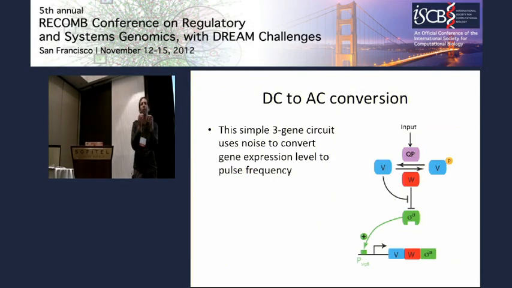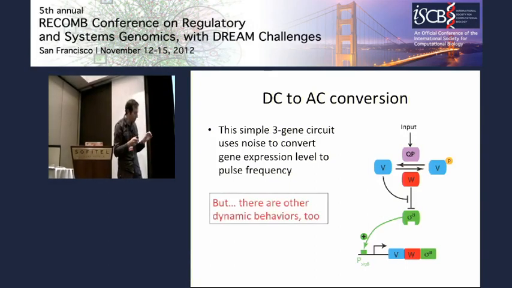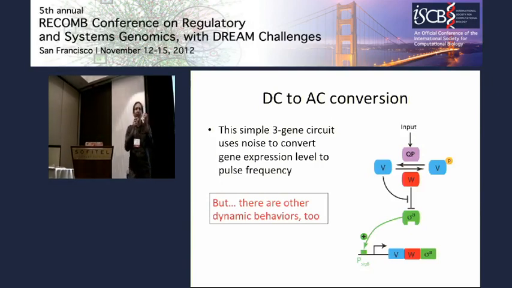This tells us that if you want to make a DC to AC converter, that is, something that takes a steady input level and converts it to a frequency of stochastic pulses, it doesn't take very much. You can do it with this simple 3-gene system that has these interesting post-translational interactions, this phosphoswitch and the feedbacks, and so on. So this is a motif for that. But we were very happy with that, because we thought, OK, this is how you do it.